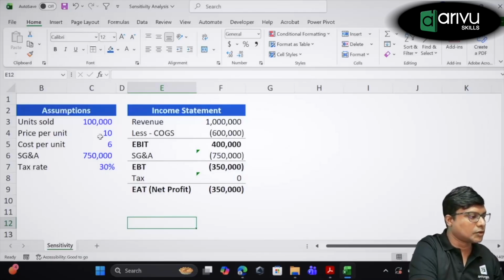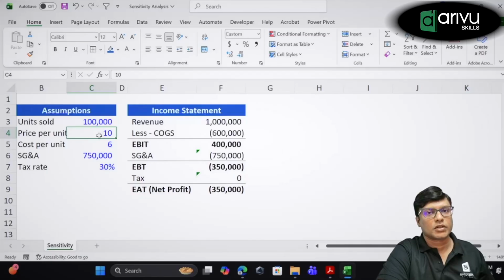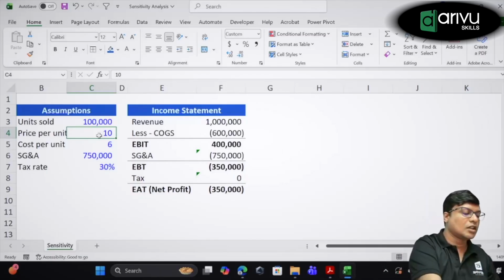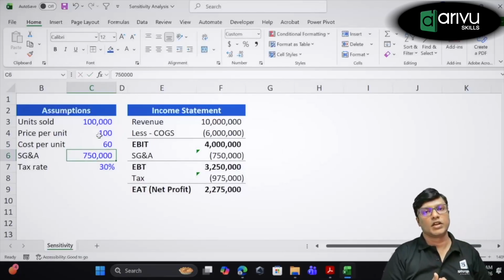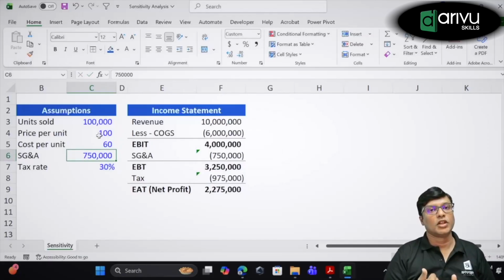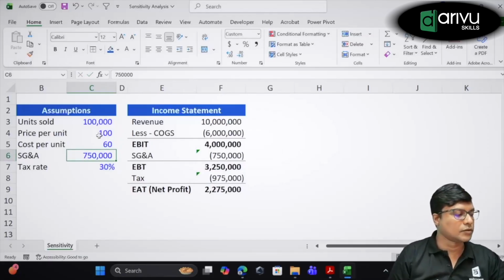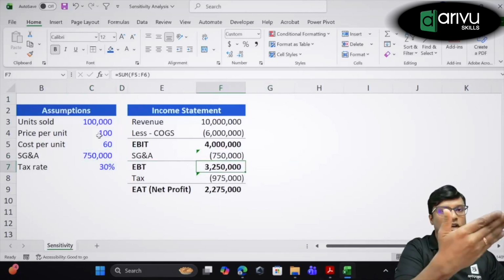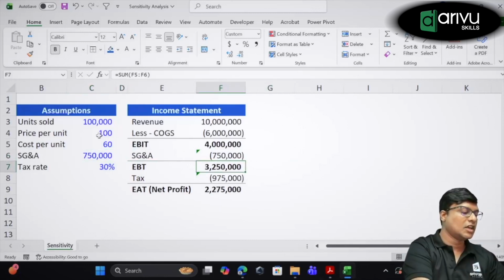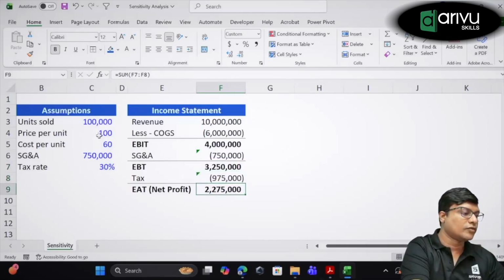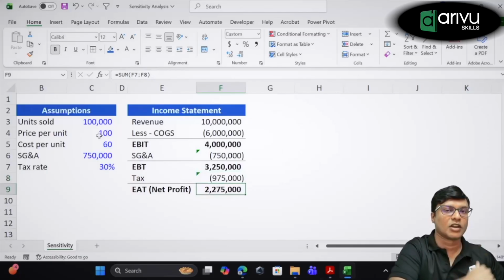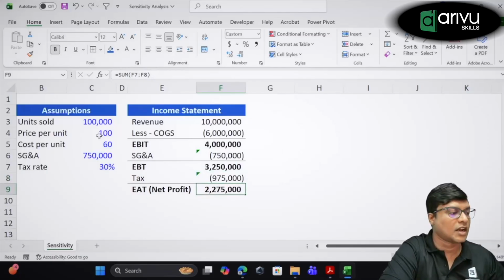Suppose this price per unit, instead of 10, I change it to 100, and the cost per unit I change to 60. In such a scenario, what shall be the profit or the loss? Now if you see in the given case, the profit has been converted into a positive value, due to which taxes are applicable, and the net profit after adjusting the taxes is 22.75 lakhs.